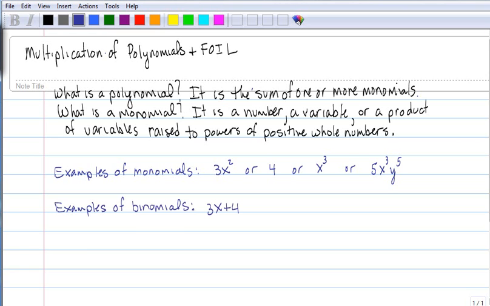A binomial, on the other hand, has two terms. A term is separated by a plus or a minus. So here are two examples of binomials.